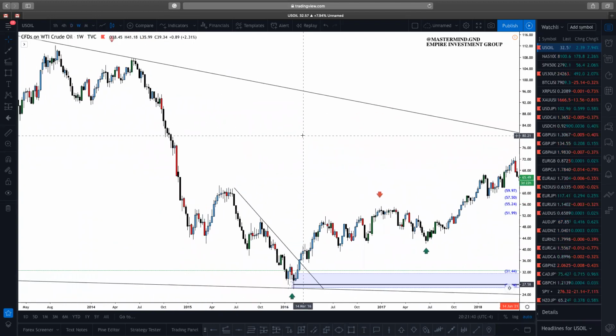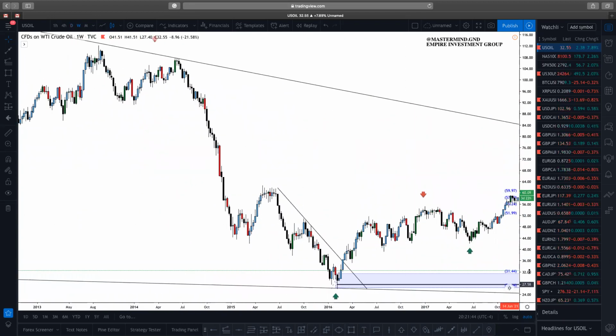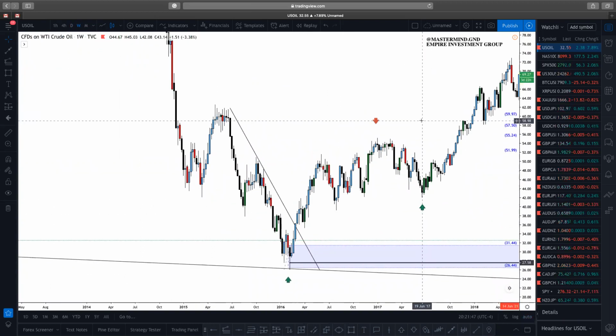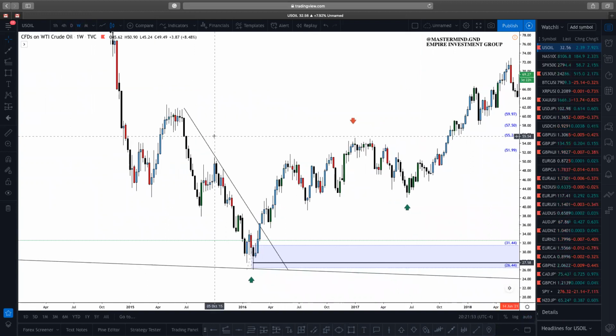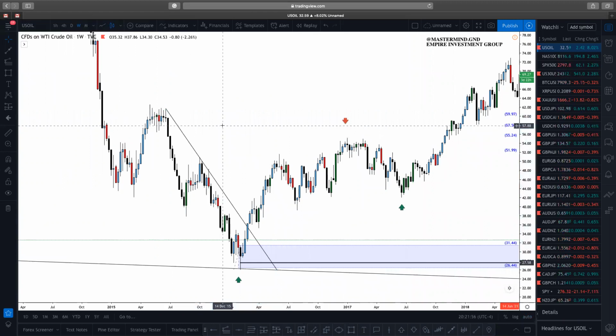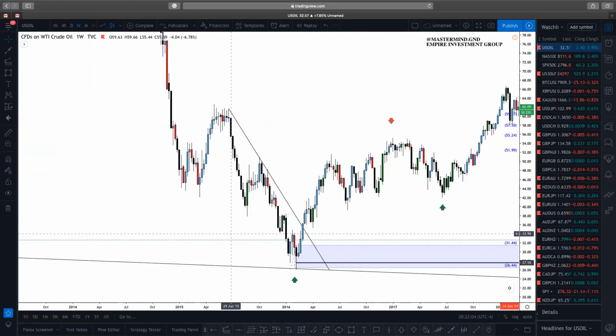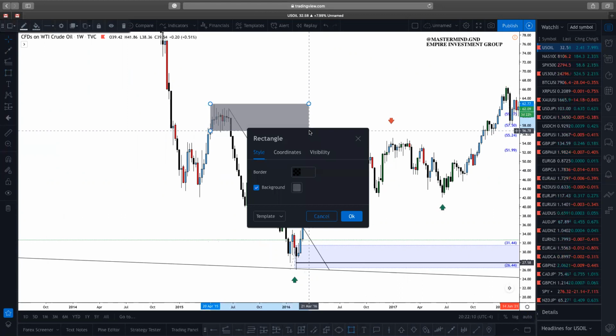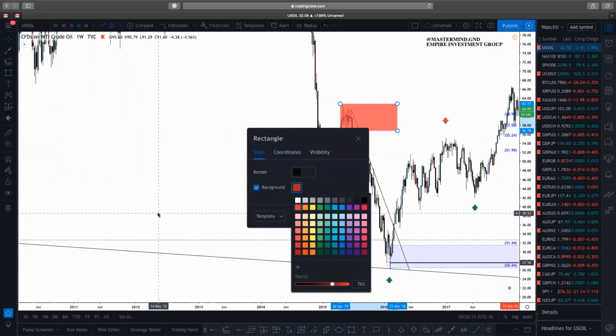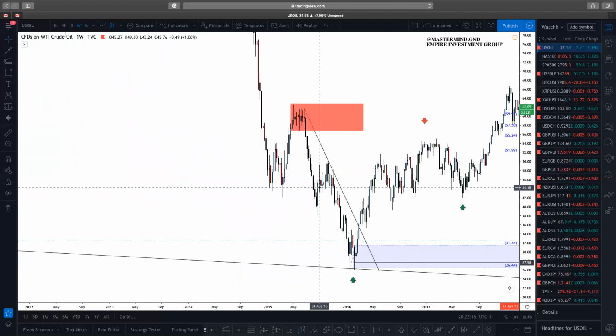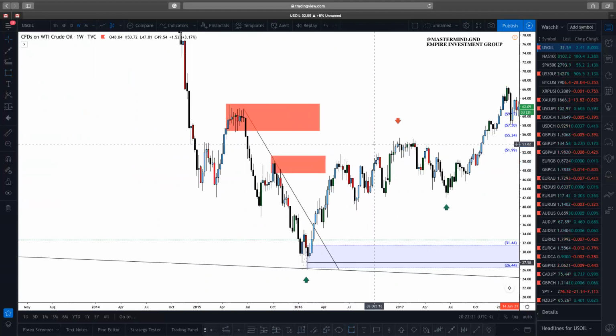Okay, so we're on the weekly time frame here, on oil. We're just going to take the extreme zones and the zones that look tradable. Just coming down in price, we have this zone, this supply zone here, because it probably removed a demand zone over here. And we have this supply zone over here.